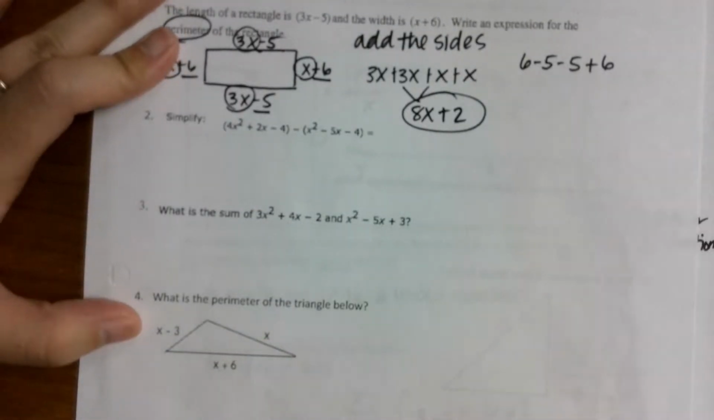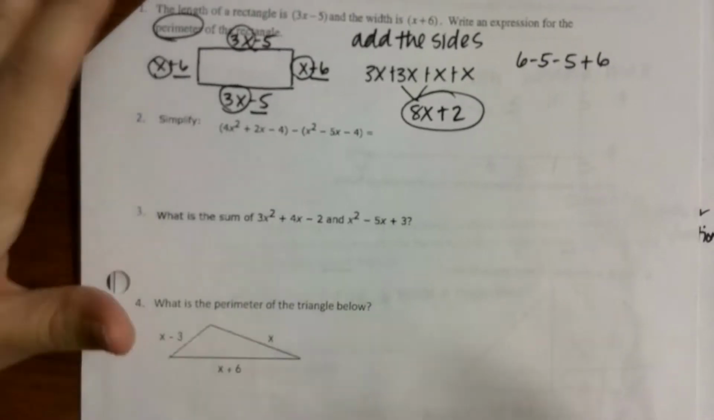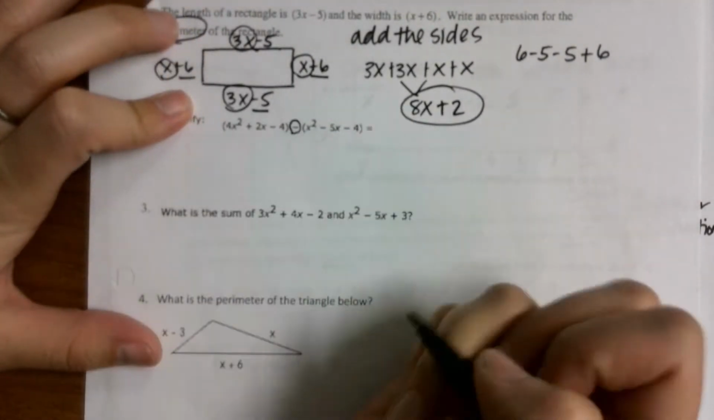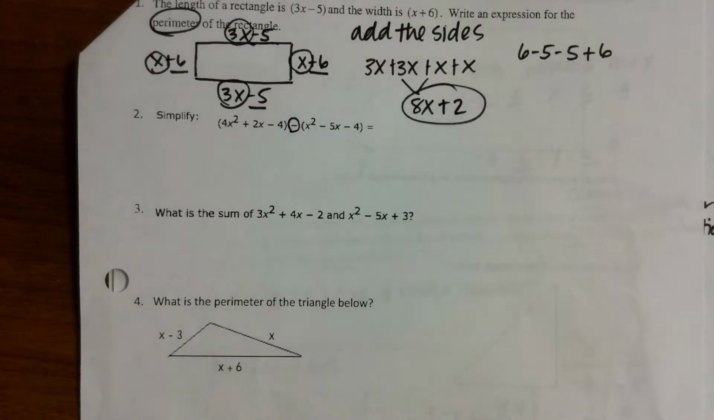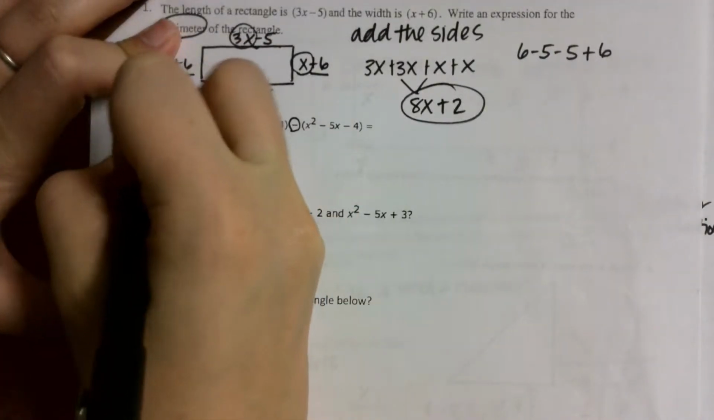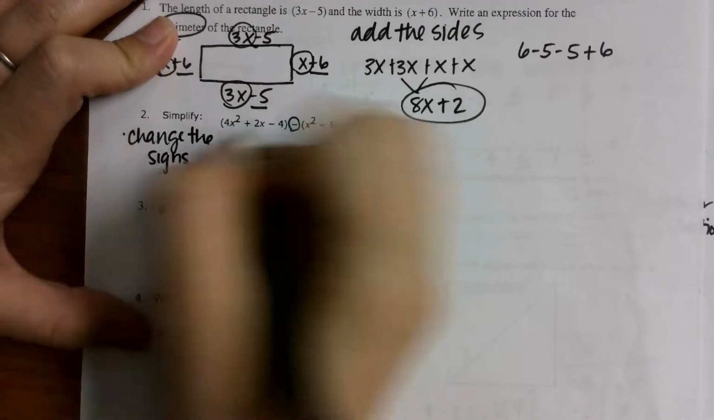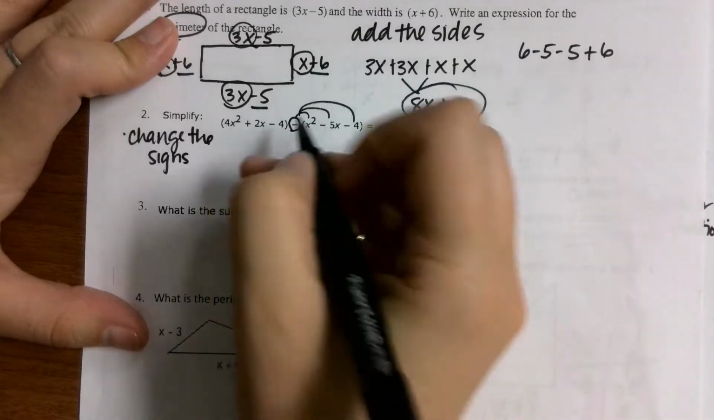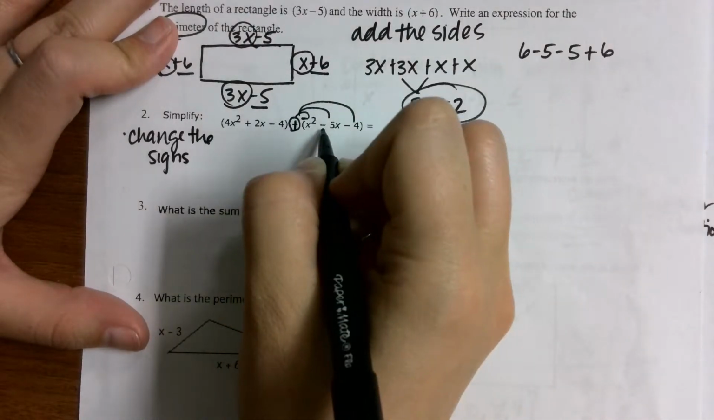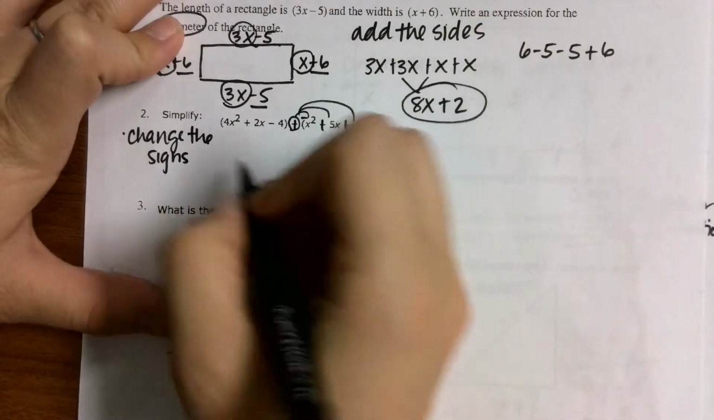Looking at number 2, we have to decide if this is asking us to add or subtract. If I have a subtraction sign on the outside of one of my parentheses, it means I have to change the signs or distribute the negative. So we can go like this, or we just change the signs of all of the terms. Negative, positive, positive. Make sure you change the signs of every single term.